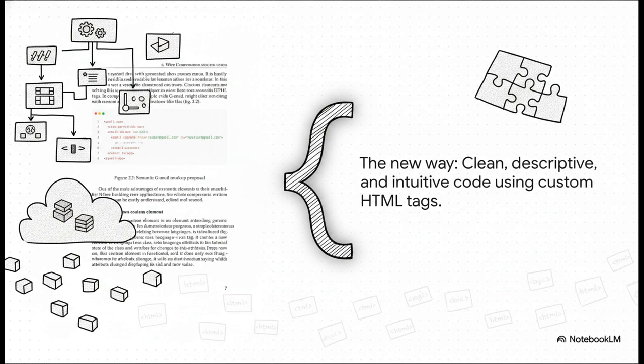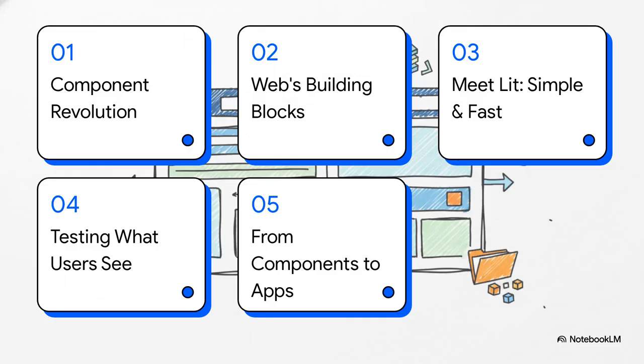Just look at how clean and descriptive that is. You've got tags like email thread and email content that tell you exactly what you're looking at. And no, this isn't some far-off fantasy. This is the reality of component-based development. It's code that basically describes its own purpose. So, how do we get from that tangled soup to this clean, beautiful reality?